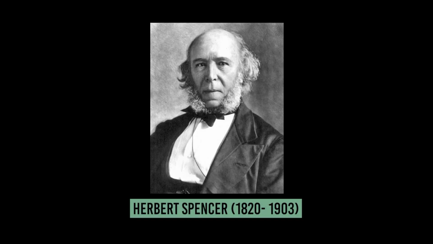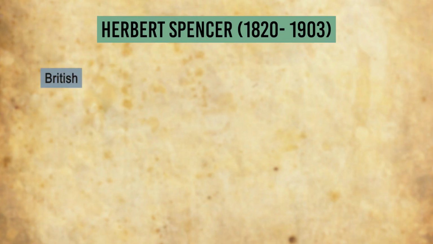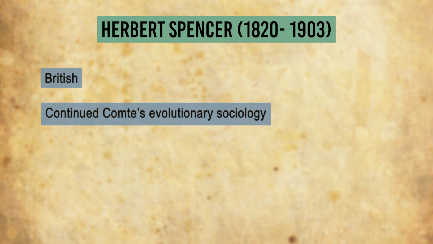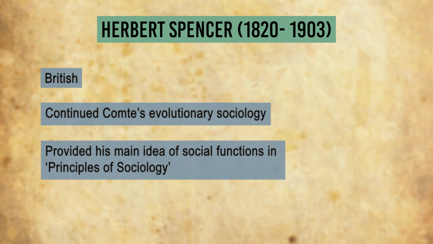Next came Herbert Spencer in 1820. He was a British and he continued this evolutionary sociology of Comte. He first provided the idea of social functions in his Principles of Sociology, and he talked about the organic analogy. What is organic analogy? Where we compare the society and its parts with body and its parts. So Spencer was the first one.